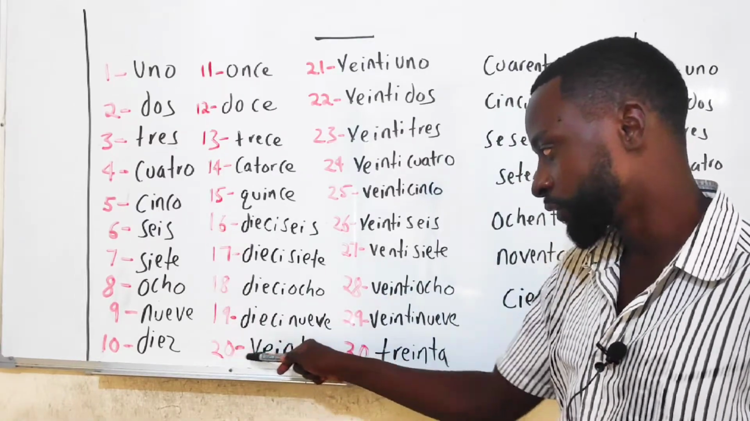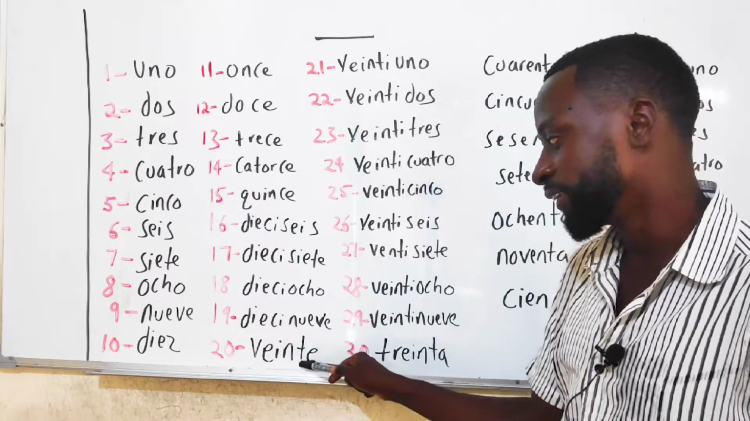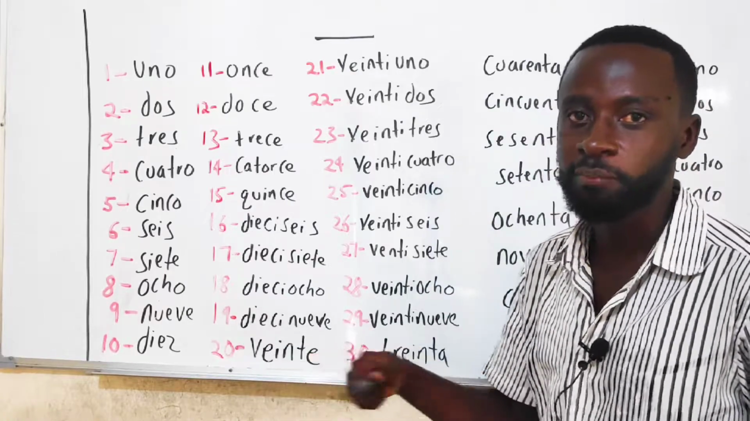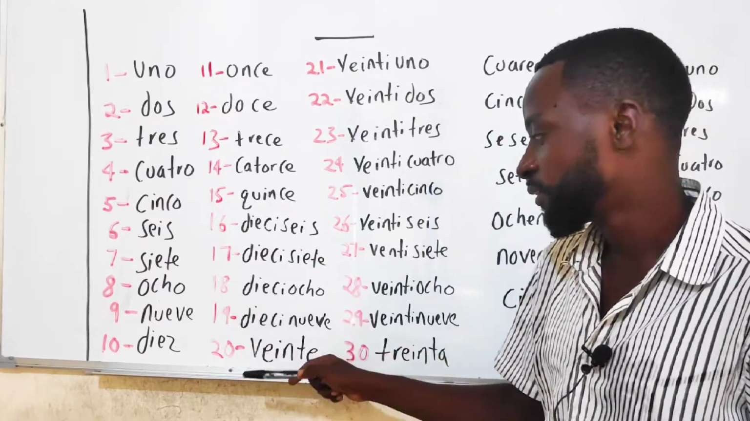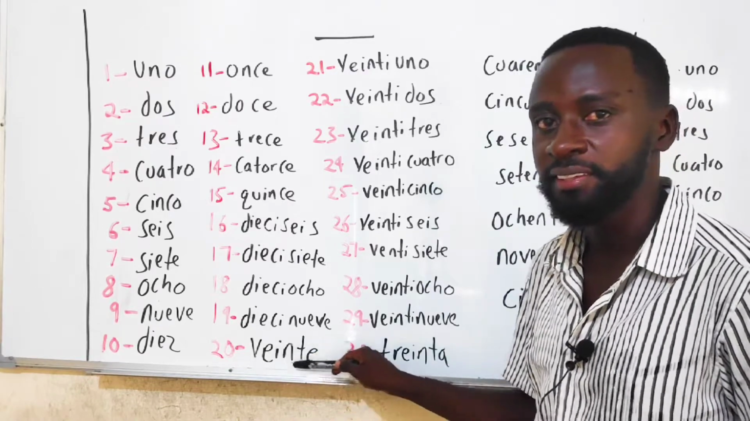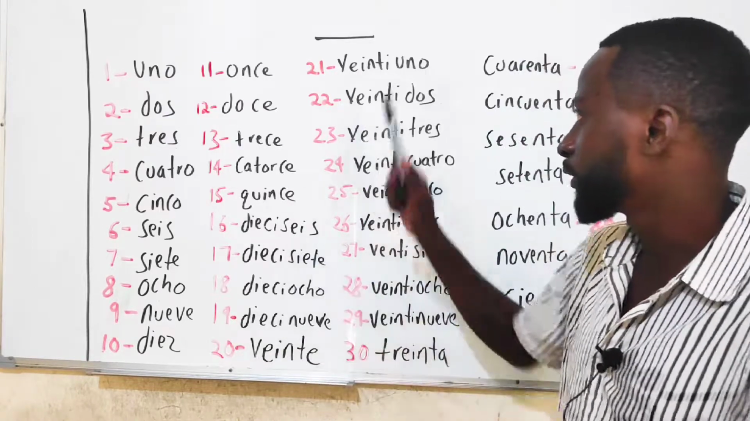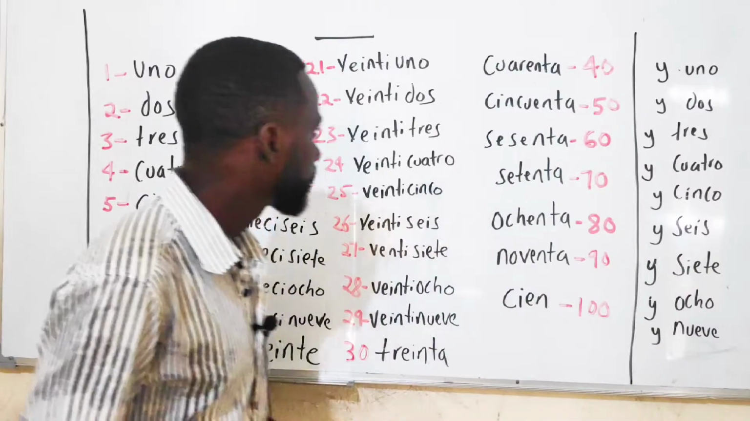And finally in this row is 20, or some people can say 20, depending on their dialects or accent. That's 20. Okay, continuamos. Let's continue here.